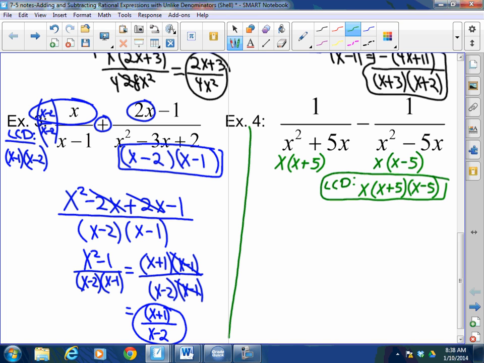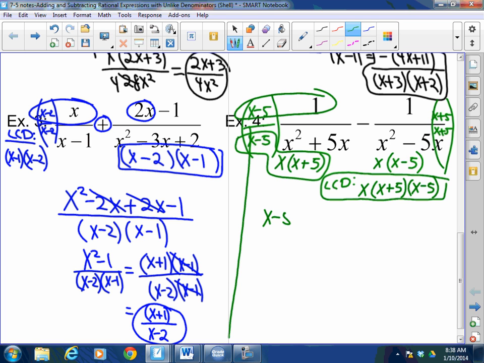So, what do I have to multiply to this first fraction to make it look like my LCD? What? On x minus 5. That's it. Now in the denominator, don't I have an x minus 5, an x, and an x plus 5? That's it. My LCD is complete. Now I get, on this side, what do I have to multiply by? On x plus 5. Okay, and there is a negative 1. Good job.